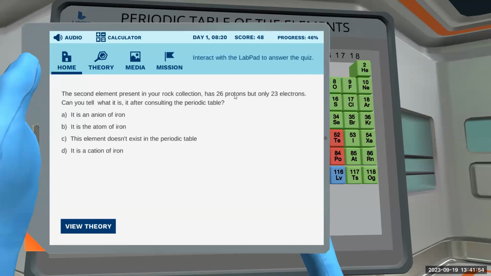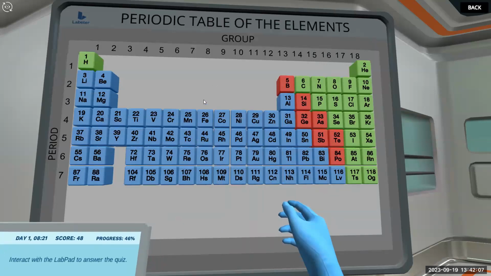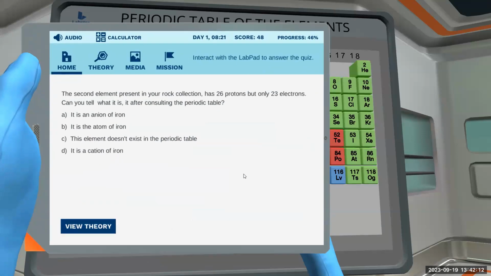So 26 protons, only 23 electrons. So that means our charge at the end of the day is going to be positive, since protons are positively charged. If we look at the periodic table, we see that 26 is iron. So since something is positively charged, that means it's a cation. If it was negatively charged, we would have had to choose anion.